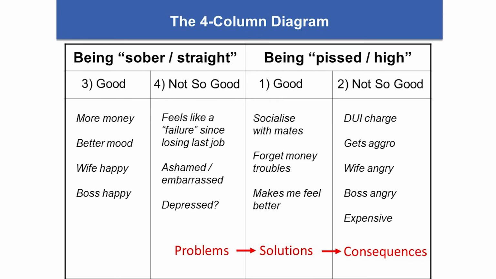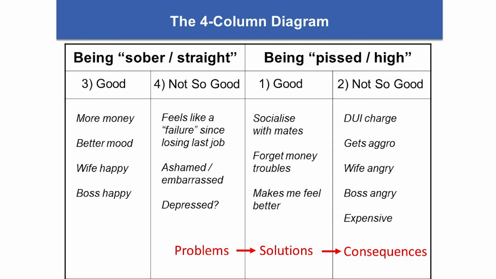This is the structure of a 4-column diagram, a really nifty trick, and you can keep a printout of this table in your top drawer and pull it out with someone. We've got one online you can download and use. The 4-column diagram essentially sits across 2 major columns each. On the left we have being "sober" or "straight", and on the right being "pissed" or "high". I put them in inverted commas because I would encourage leaving that bit blank and asking the client or patient to pick whatever word they want. So what do you call it when you're intoxicated? If they say pissed or high, write that in. What do you call it when you're not? Use their word.